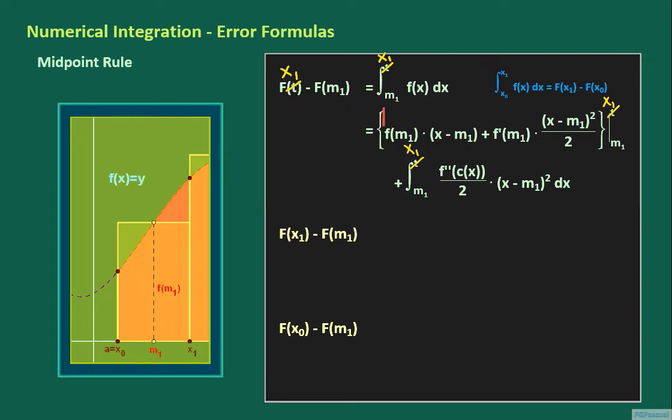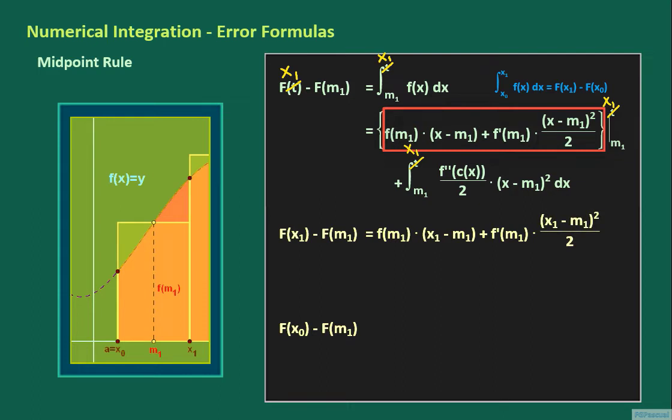Plugging in x sub 1 for x here, we get f of m sub 1 times the quantity x sub 1 minus m sub 1, plus f prime of m sub 1 times the square of x sub 1 minus m sub 1 all over 2. There's nothing we can do about this integral except to write it down. Observe that by plugging in m sub 1 for x, everything cancels out in the boxed quantity, and so we get 0 when we plug in m sub 1 for x.